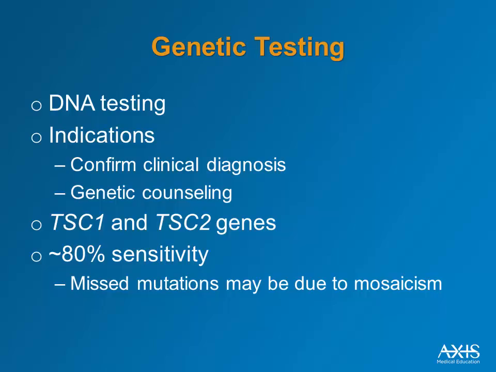Current technology has about an 80% sensitivity. So that means there are a substantial number of individuals who really do have the condition, and yet one cannot find a TSC1 or 2 mutation. Many of these, we believe, are due to mosaicism. And since blood is the typical tissue used for genetic testing, if blood cells happen not to be among those that carry the mutation, the genetic testing would be negative. There actually are some new technologies that are now beginning to be applied that may have greater sensitivity and might pick up a higher proportion of mutations.